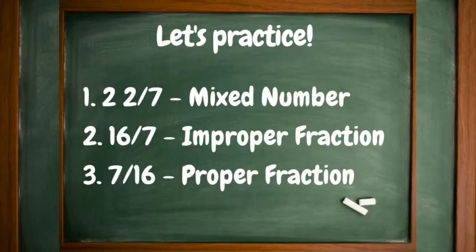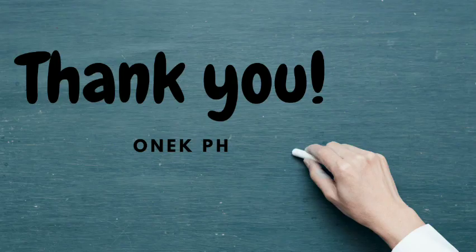The answer in number 1 is mixed number, since 2 is the whole number and 2 over 7 is the proper fraction. Number 2 is improper fraction, since 16 is greater than 7, or our numerator is greater than the denominator. And lastly, number 3 is a proper fraction, since 7 is less than 16, or our numerator is less than our denominator.